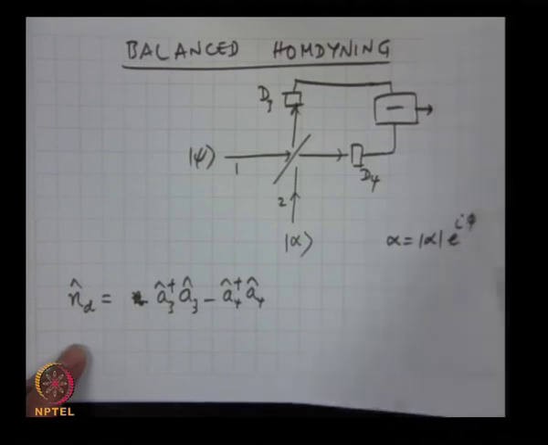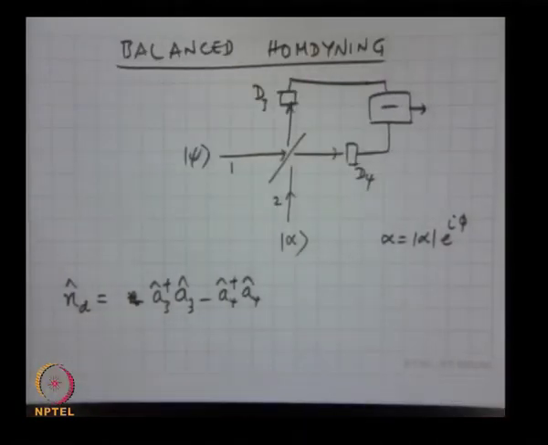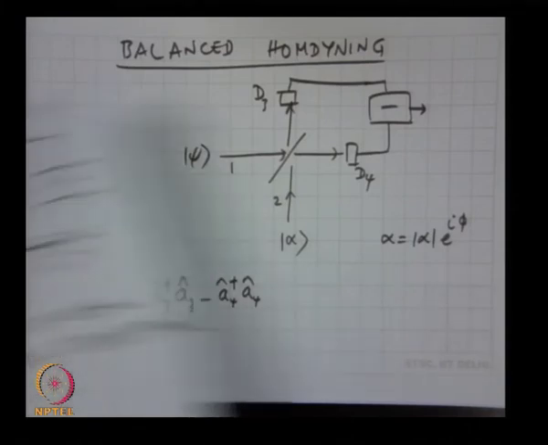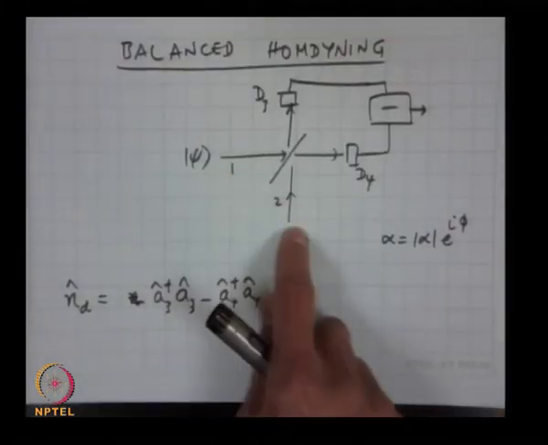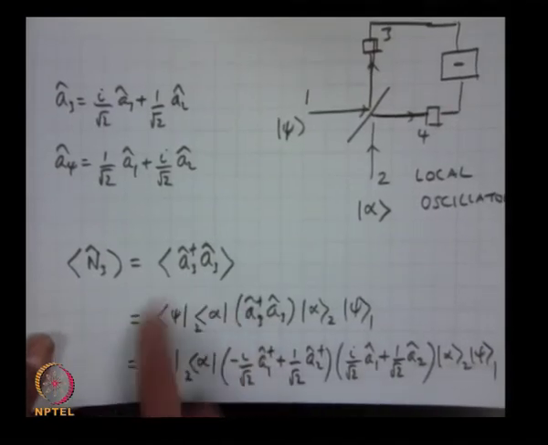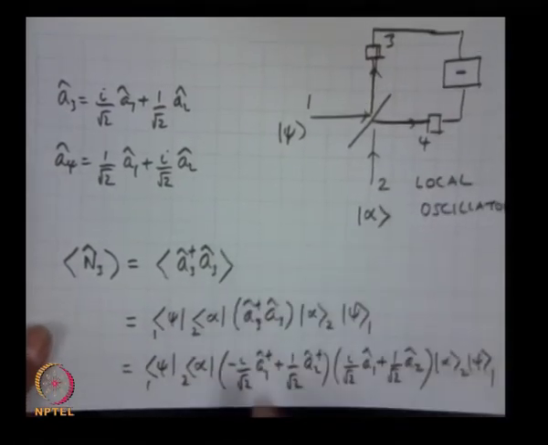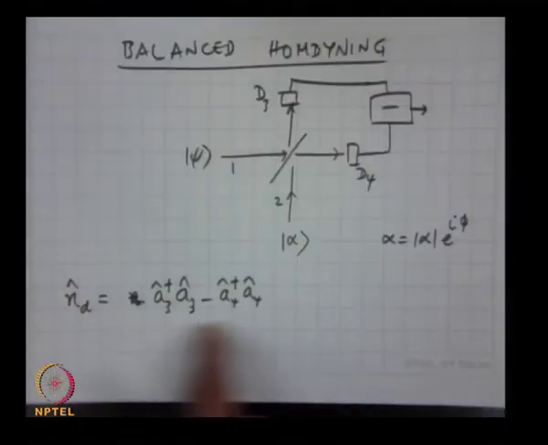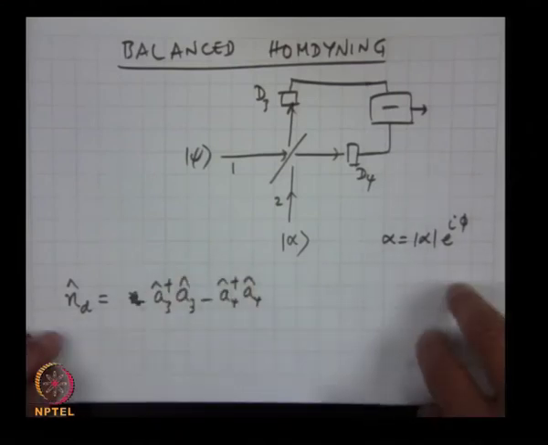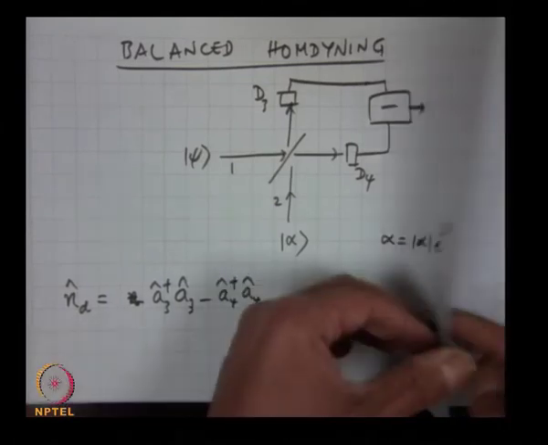Okay. Because in the procedure we are going to adopt, we will assume the field at the input to be the representation of the state vector, and we will replace these operators by the A1 and A2 operators. So let me calculate the expression for the N_D operator.